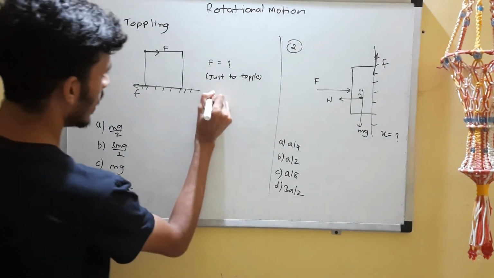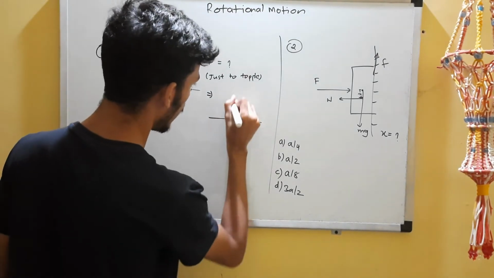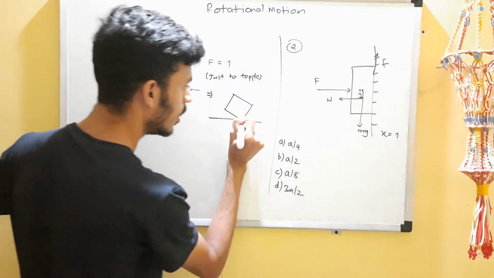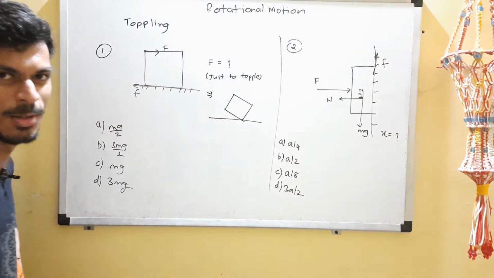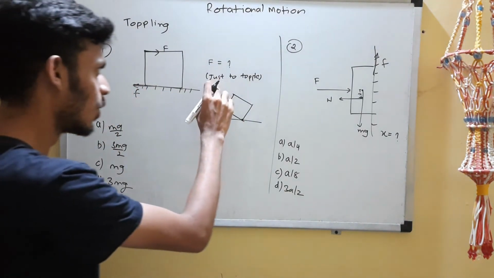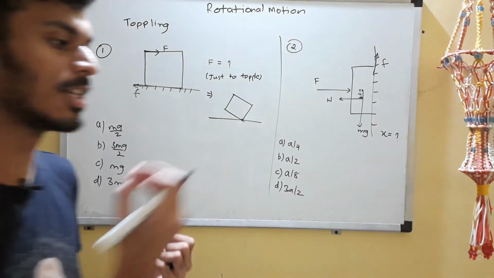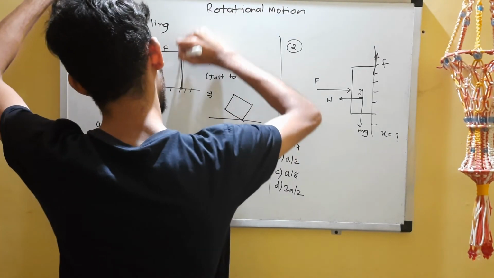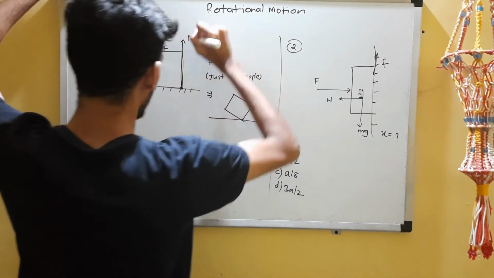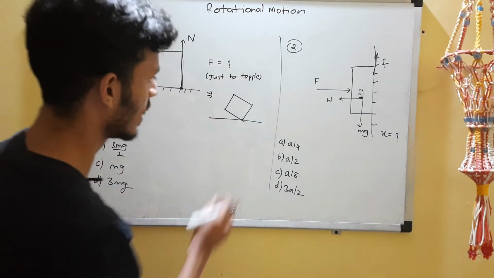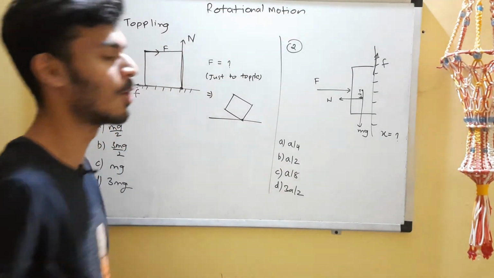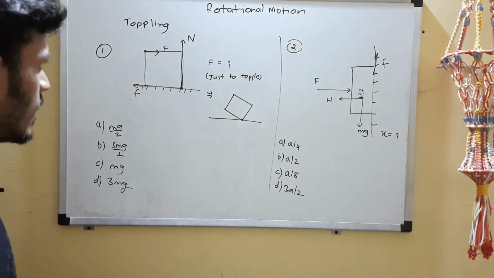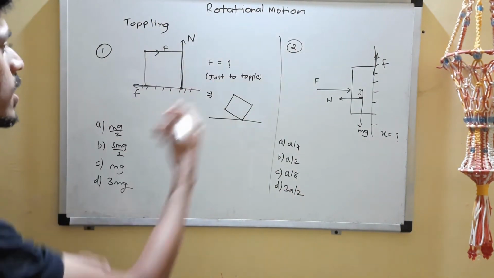You can see that when this block is just about to topple, what will be the condition? The condition will be somewhat like this, right? So the only point of contact is this one. So when the block is just about to topple, the normal force will shift over here. That is the catch point over here. The normal force will shift to the extreme right, because this is the condition that we want for the block to just topple.